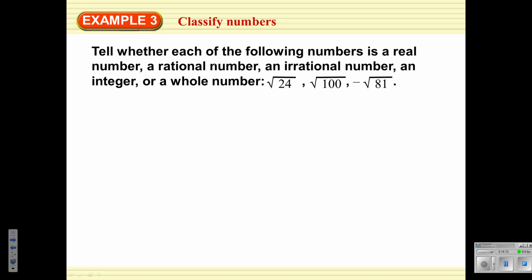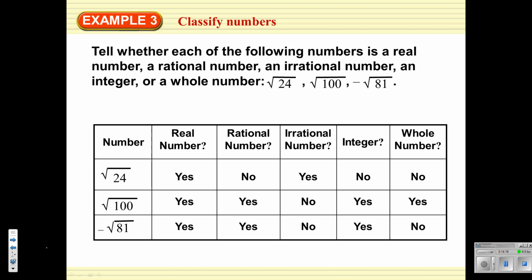Rational and irrational are the only ones that both of these can't be under the category. So let me just explain what we're doing. For example, the square root of 24. Yes, it's definitely real. It's not rational because it's not a perfect square, so it is irrational.